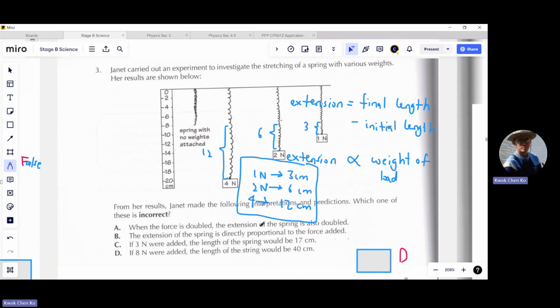So if it's 8 newtons, the length of the string will be what? 1 newton is 3, so 8 is 24, right? And then 24 plus the original length, 8. So the total length becomes 32, not 40. Yeah, so that's the mathematical part.